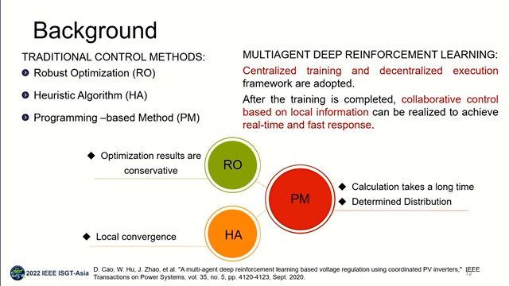To this end, we proposed a multi-agent deep reinforcement learning-based voltage control method, in which a centralized training and decentralized execution framework is adopted. After the training is completed, collaborative control based on local information can be realized to achieve real-time and fast response.